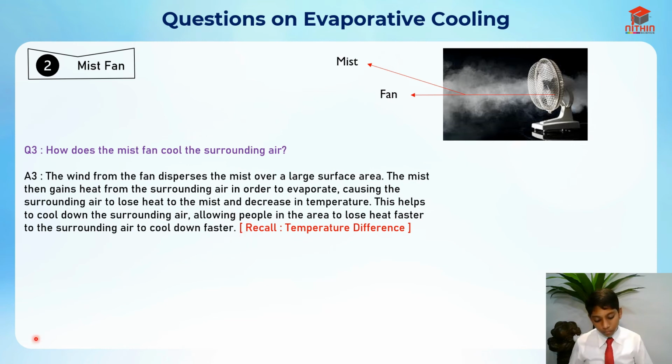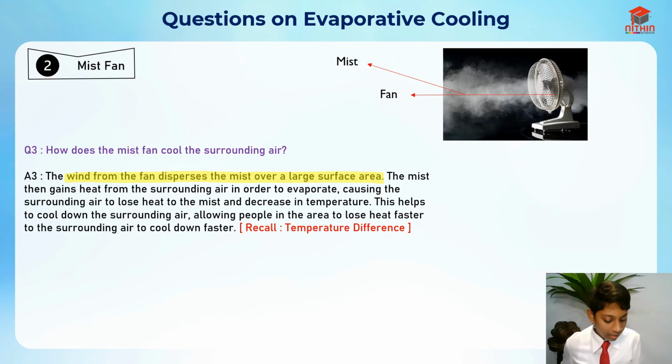Okay, do you realize something? The temperature difference that I taught in the last video is coming back into this question where we apply it. So let me just highlight the important points of this question and explain it to you. The wind from the fan disperses the mist over a large surface area. This is very important because only after you explain this can you explain about the people becoming cooler.